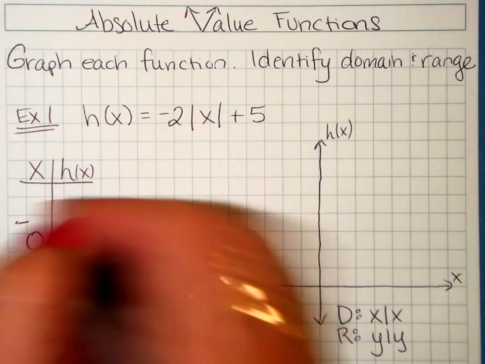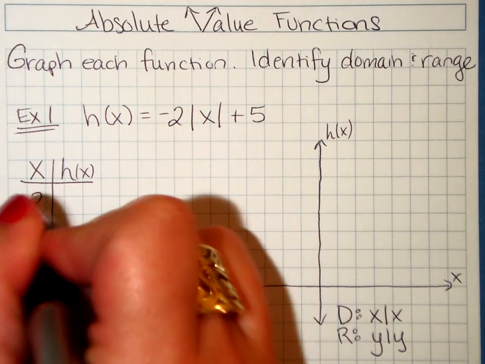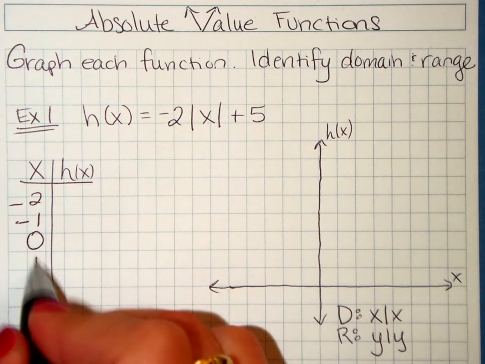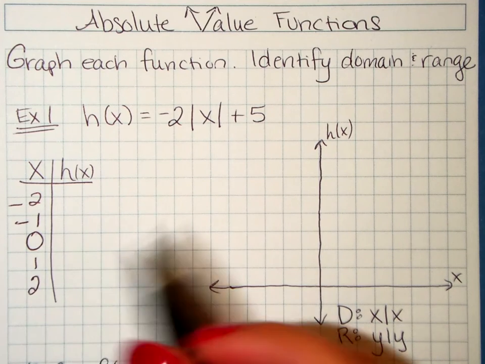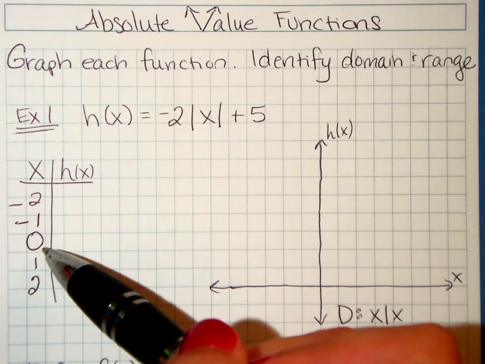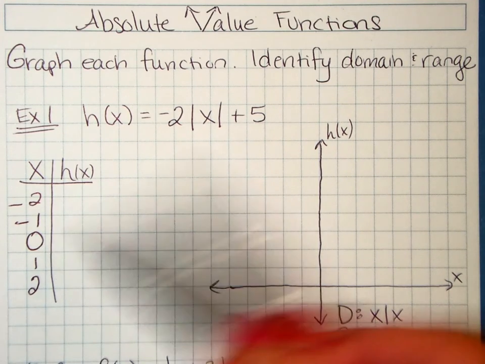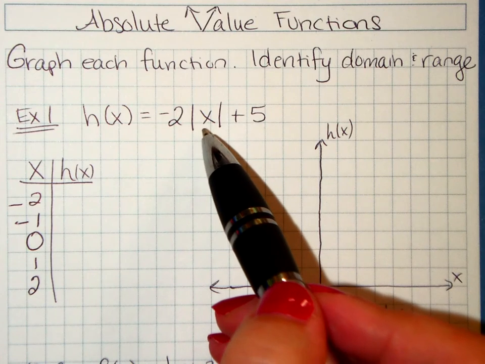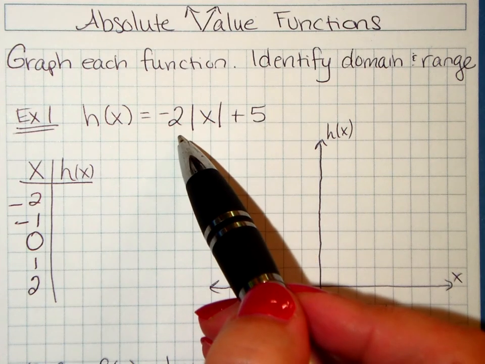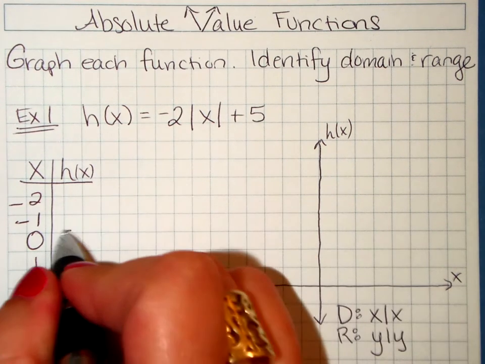So I want 2 points to the left of 0, so -1, -2, and 2 points to the right, so 1 and 2. All you have to do is plug this in, and I'm going to start with the vertex first. The absolute value of 0 is 0. 0 times -2 is still 0. 0 plus 5 is 5.